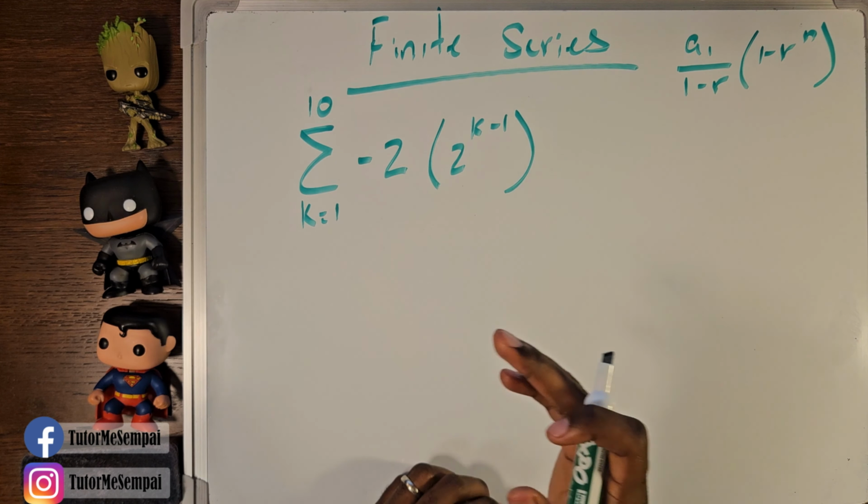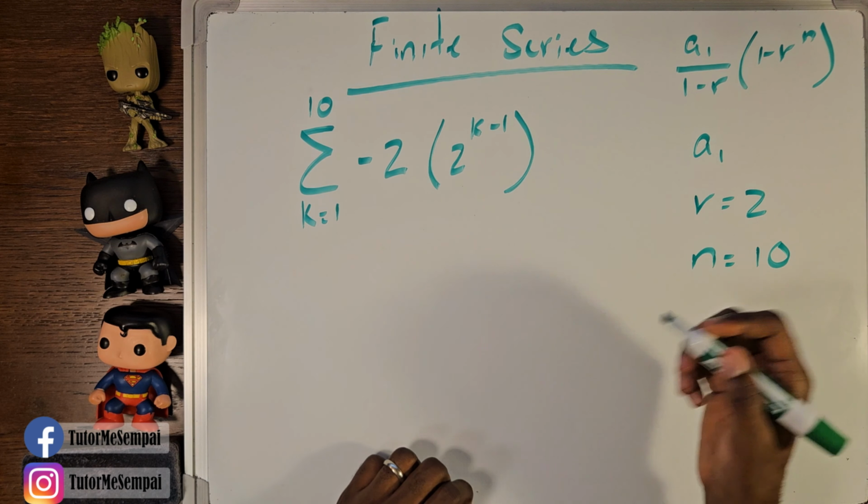And if you recall, the 3 components you're going to need are your a sub 1, your r, and your n. So do we know what our a sub 1, our r, and our n would be for this series? Well, n, we just talked about, was 10. We're going to be stopping at 10. Our r looks to be 2. It's what's inside this parentheses.